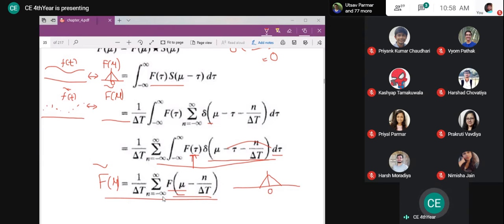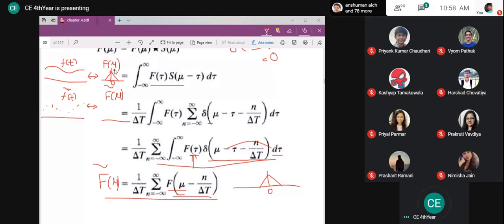Right now my n can take values from minus infinity to plus infinity, right? Right now assuming n has the value 0, the summation will vanish, right? Since n is 0, this will be F of mu multiplied with 1 by delta t. Suppose the amplitude was 1 here.